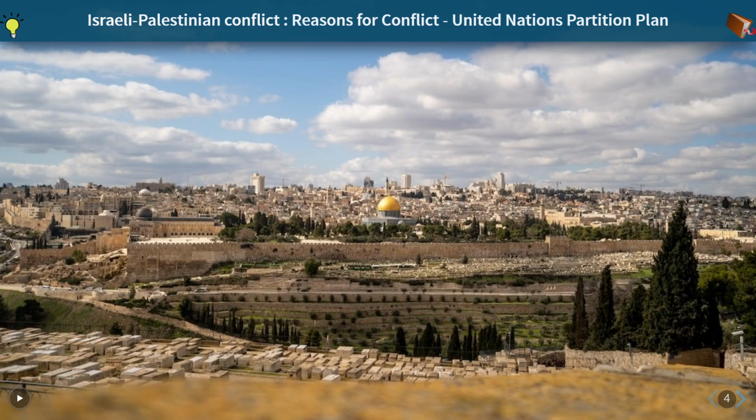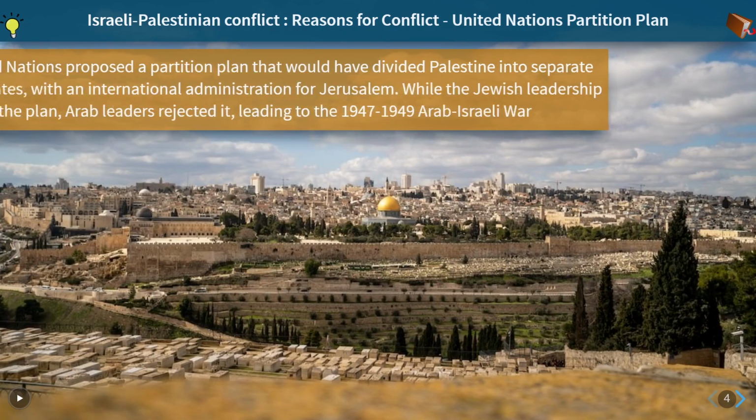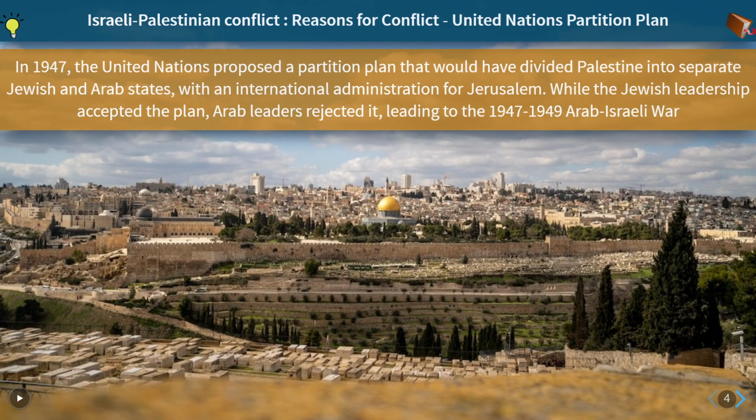United Nations Partition Plan. In 1947, the United Nations proposed a partition plan that would have divided Palestine into separate Jewish and Arab states, with an international administration for Jerusalem. While the Jewish leadership accepted the plan, Arab leaders rejected it, leading to the 1947–1949 Arab-Israeli War.